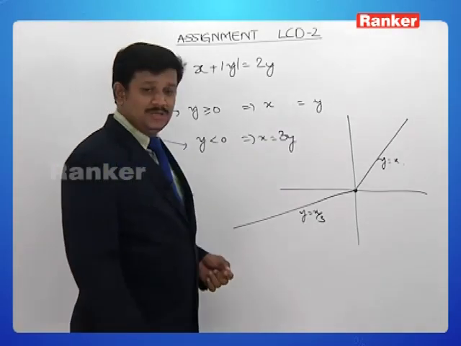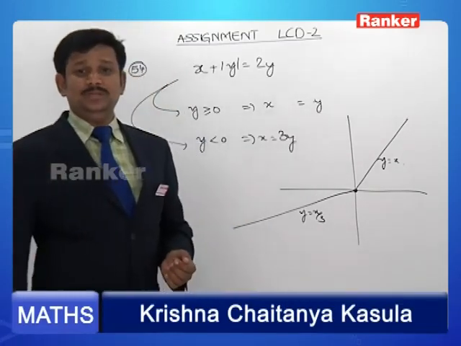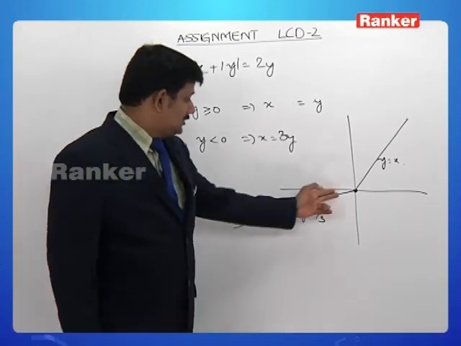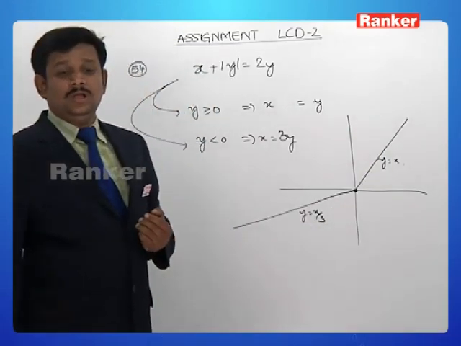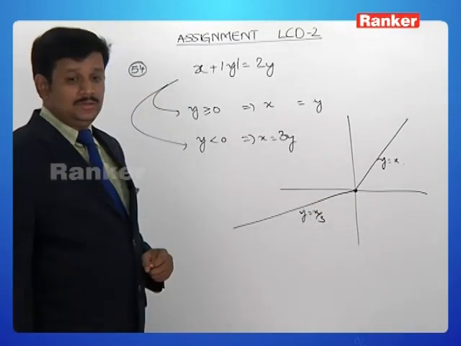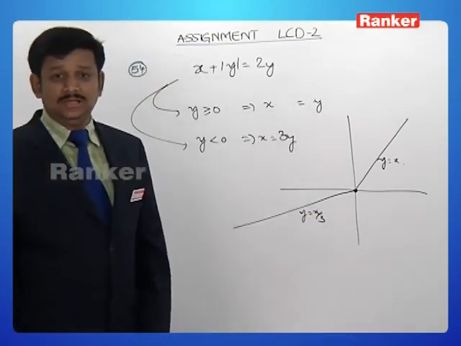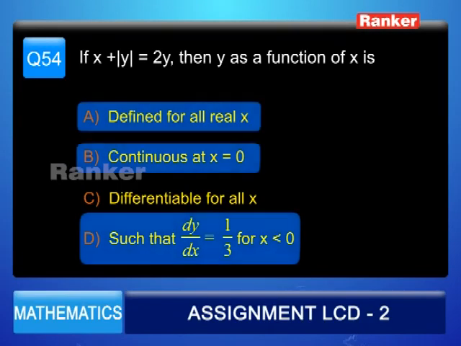So option A is true. The function is defined for all real x. Option B is true. The function is continuous at x equal to 0. Option C is false. It is not differentiable at x equal to 0. And option D is also true. Whenever x is less than 0, dy by dx is 1 by 3. So answer is A, B, D.